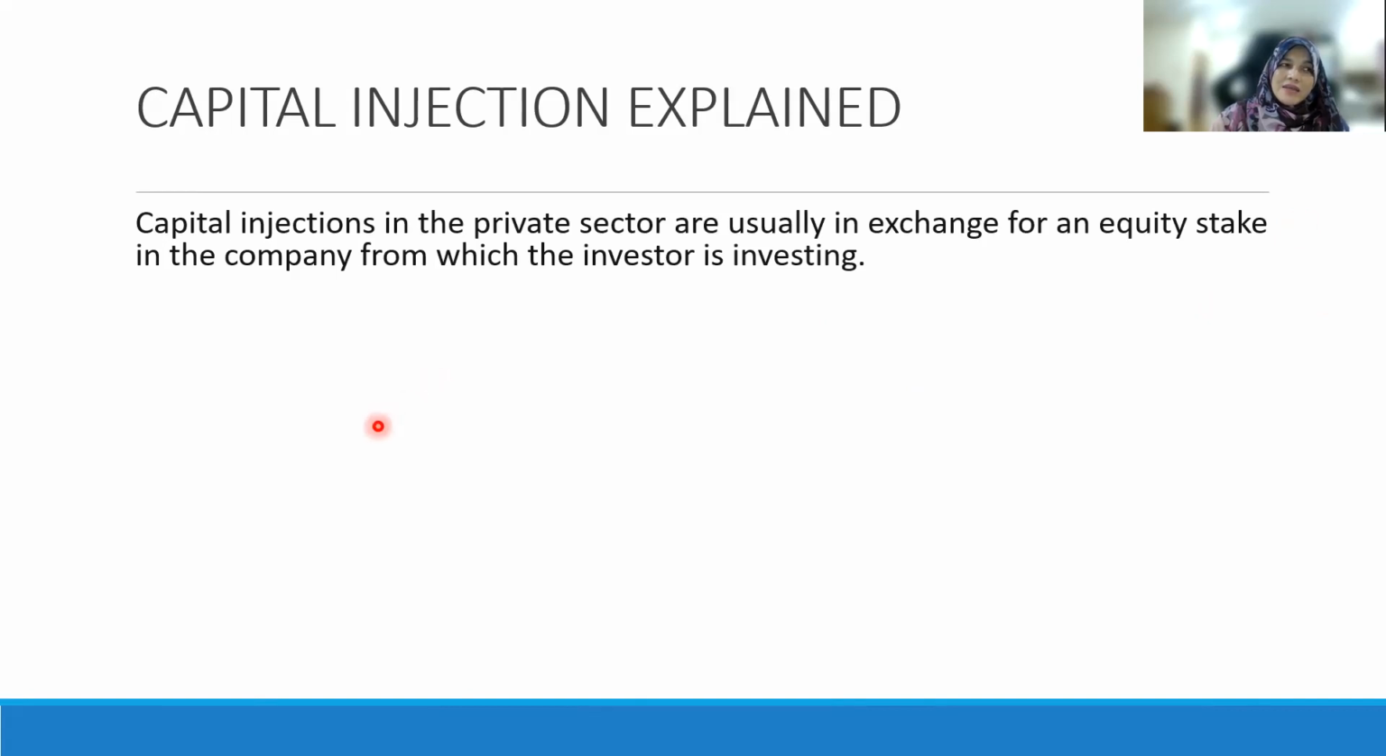Let's say initially the company has 1 million capital. And then when they require more capital, they will request it from an investor. So the new investor who puts in the money will be given an equity stake, meaning that they will be part of the shareholders.